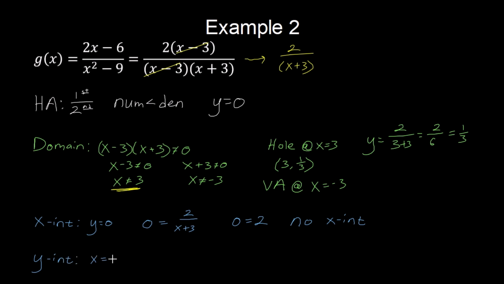So let's go ahead and find our y-intercept when x equals 0. So y equals 2 over 0 plus 3, telling us that y is equal to 2/3, which means we have a y-intercept at (0, 2/3). So here is all of our information that we have. We're going to go ahead and graph it and see how that compares.